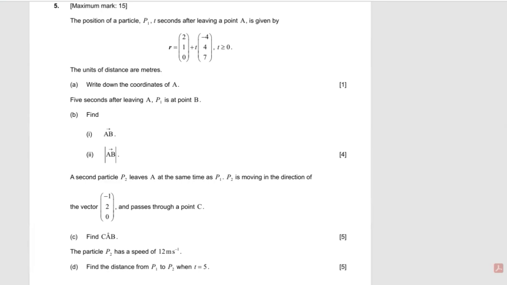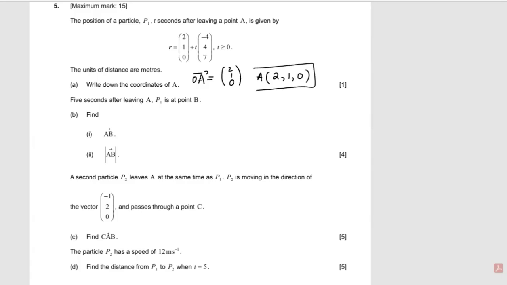Part A, write down the coordinates of A. Since it's leaving the point A, this is the initial position. So the position vector of OA is going to be (2, 1, 0). So just 1 mark, they're asking for the coordinate. So you will write (2, 1, 0). That should be your answer.